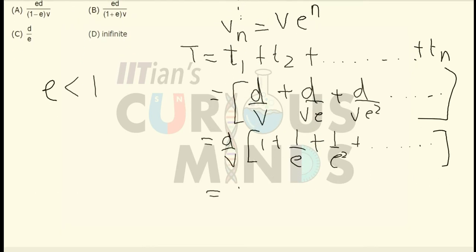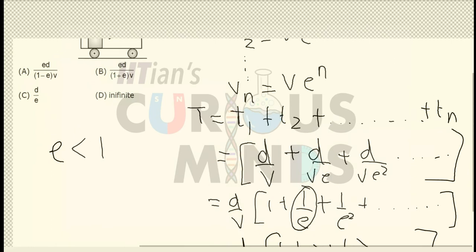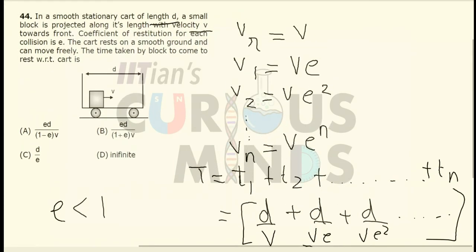So when I add the values, 1 plus this value, the second value will be greater than 1, the third value will be even greater than the second, and the fourth greater than the third, and so on. If I go on adding, it will come to infinity. So the total time taken for the block to come to rest with respect to the cart will be infinite, which is option number D.